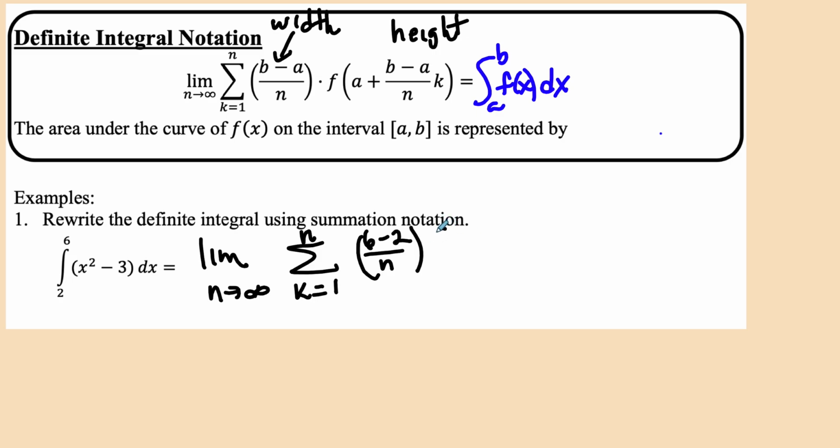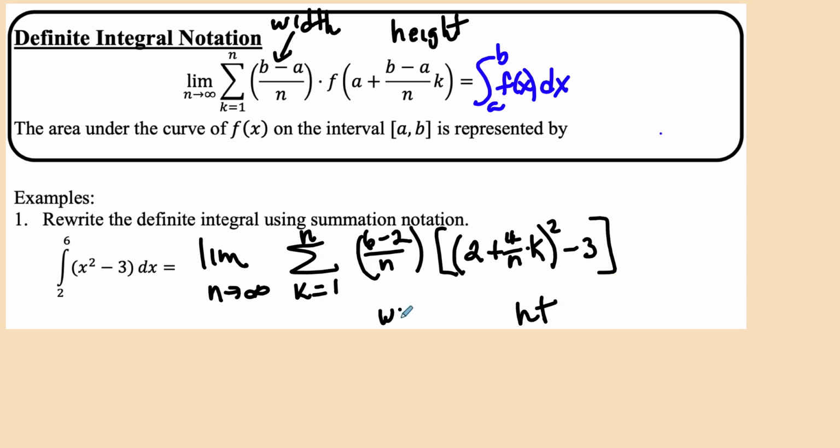And our height will be, what we want to do is put it into this x, and we're going to start at the number 2, and we're going to add an increment of 4 over n times k, so that'll give us our little x-coordinate to the right. We're going to square it, and then we're going to subtract 3. And this will be our height, and this will be our width of each rectangle. What we're doing is we're putting this change going on into the x right here.